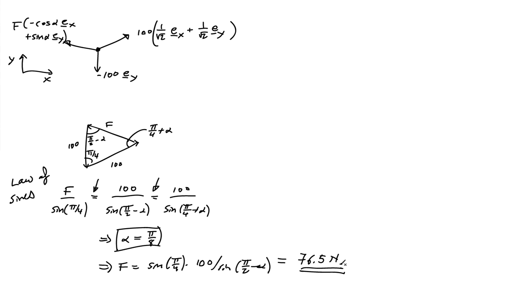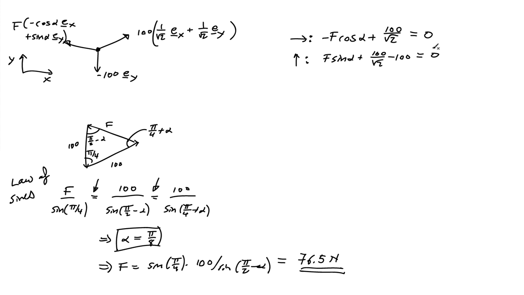Law of sines or law of cosines is often useful when you only have 3 forces in the problem. The other way to do this is to go component by component. If I sum the forces in the horizontal direction, I have minus F cosine alpha plus 100 over the square root of 2 equals 0. And if I sum the forces in the vertical direction, I have F sine alpha plus 100 over root 2 minus 100 equals 0.